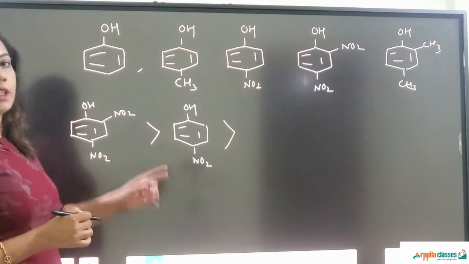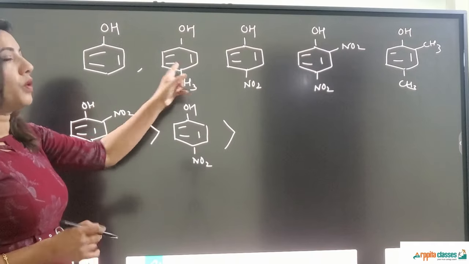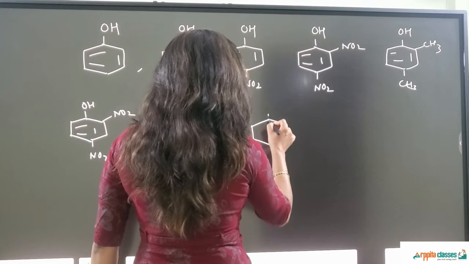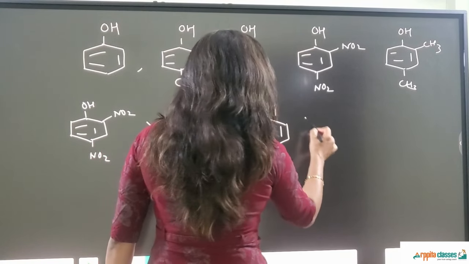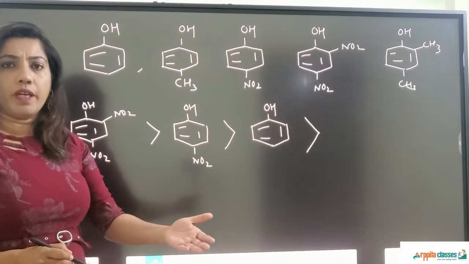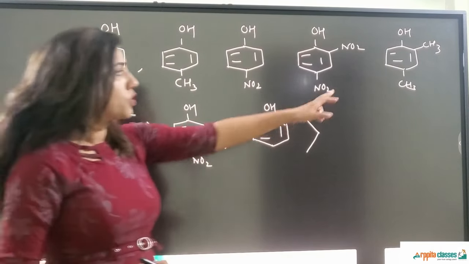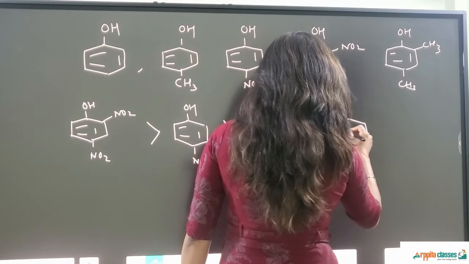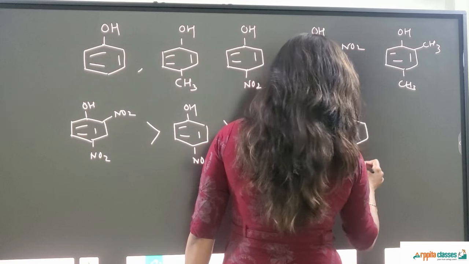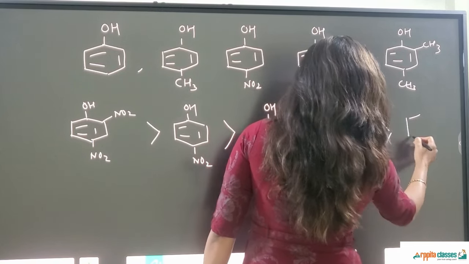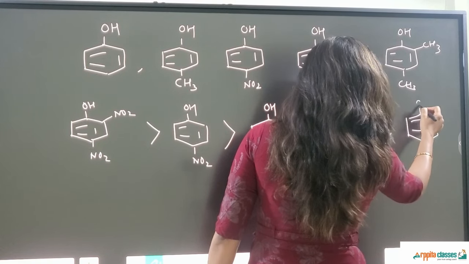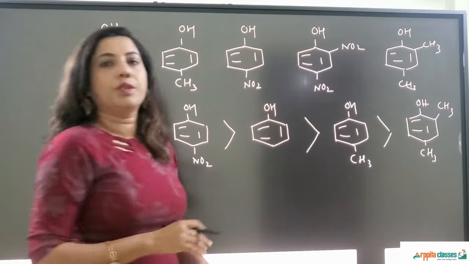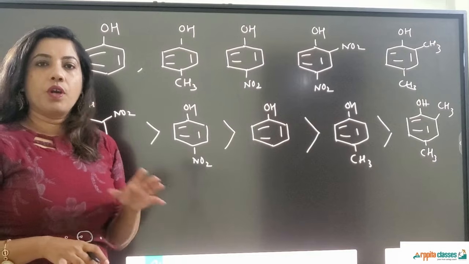Now in the third position, only phenol will come, because we know that an electron donating group decreases the acidity. So phenol does not have any effect. So phenol will come in the third position. Then obviously, as the number of electron donating groups increases, acidity still decreases. So this will be the least acidic in nature. So next will come this one, OH with CH3 group here, and the final compound will be the one with more than one CH3 group: OH here, CH3 here, and CH3 here. Understood? So this is the entire concept of strength of acid.